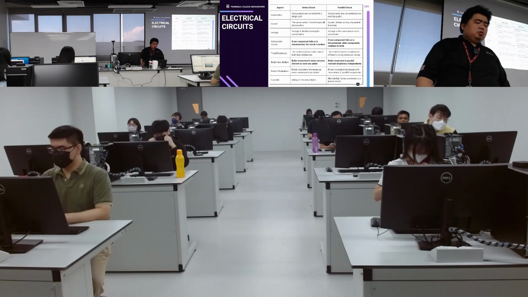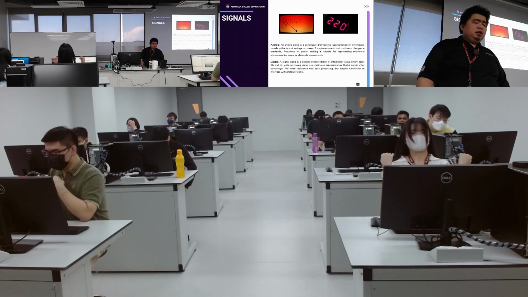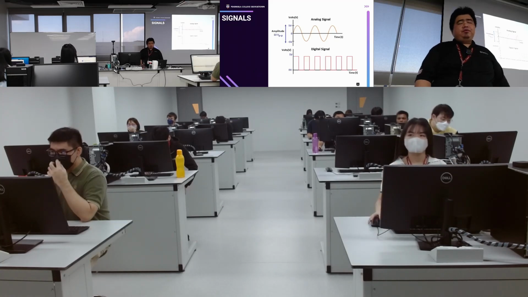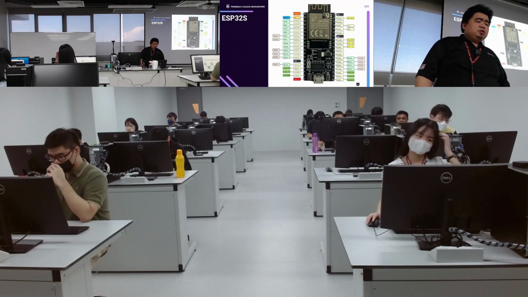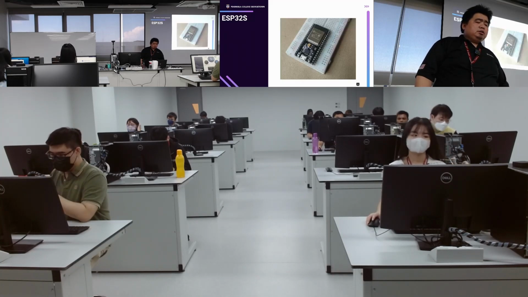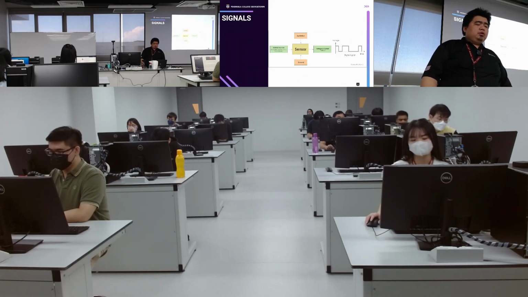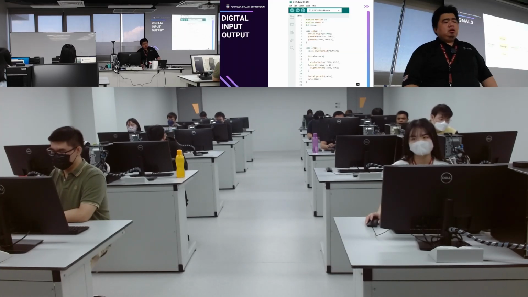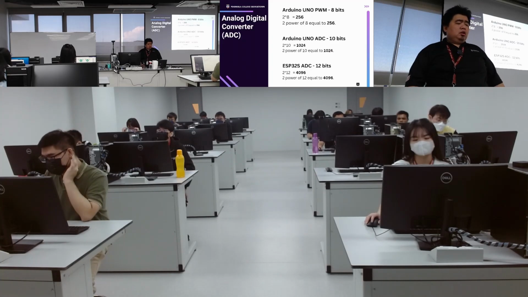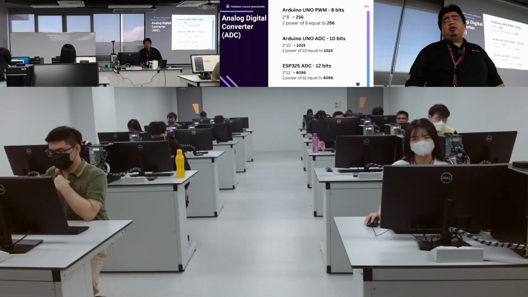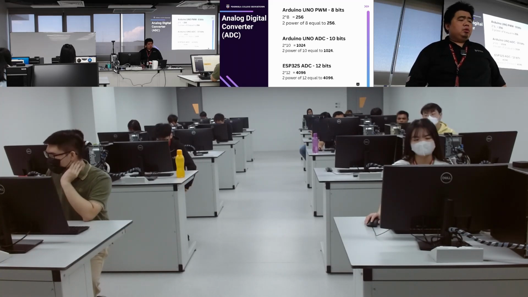Okay. So, this is what we went through yesterday, right? So, the difference between analog and digital, right? Then we use our board, ESP32S. Then we apply some of the code and we prove the signal. Okay. Then, yeah, for output, analog output, we make use of PWM, right?